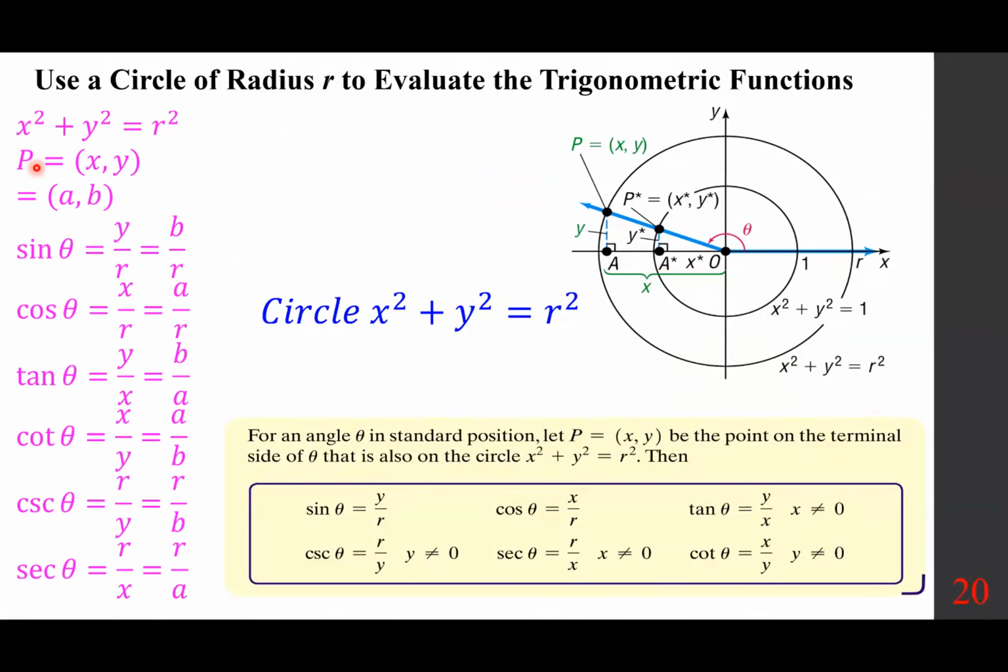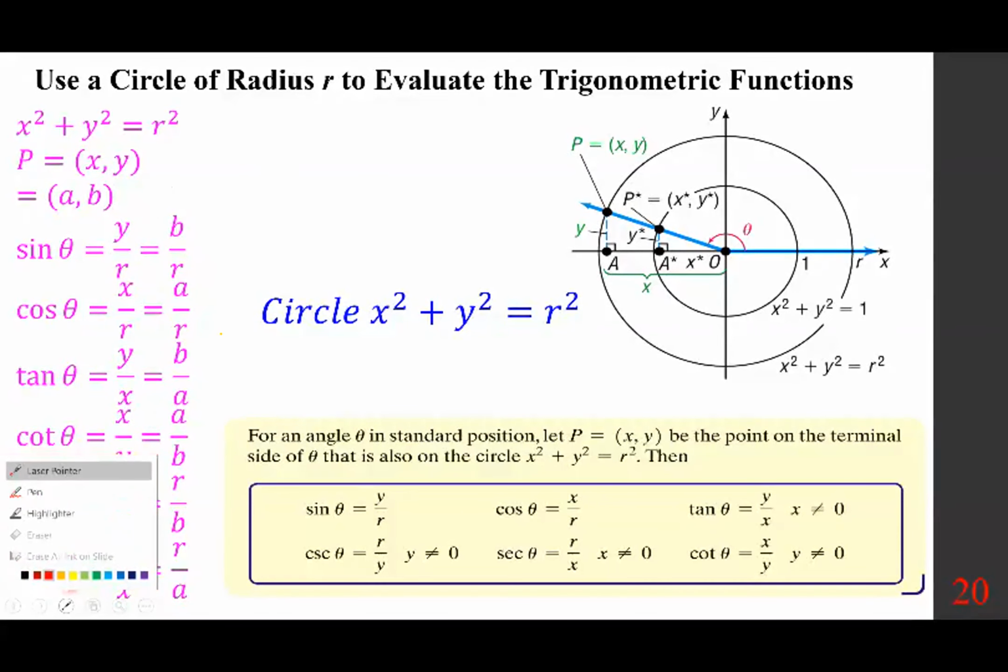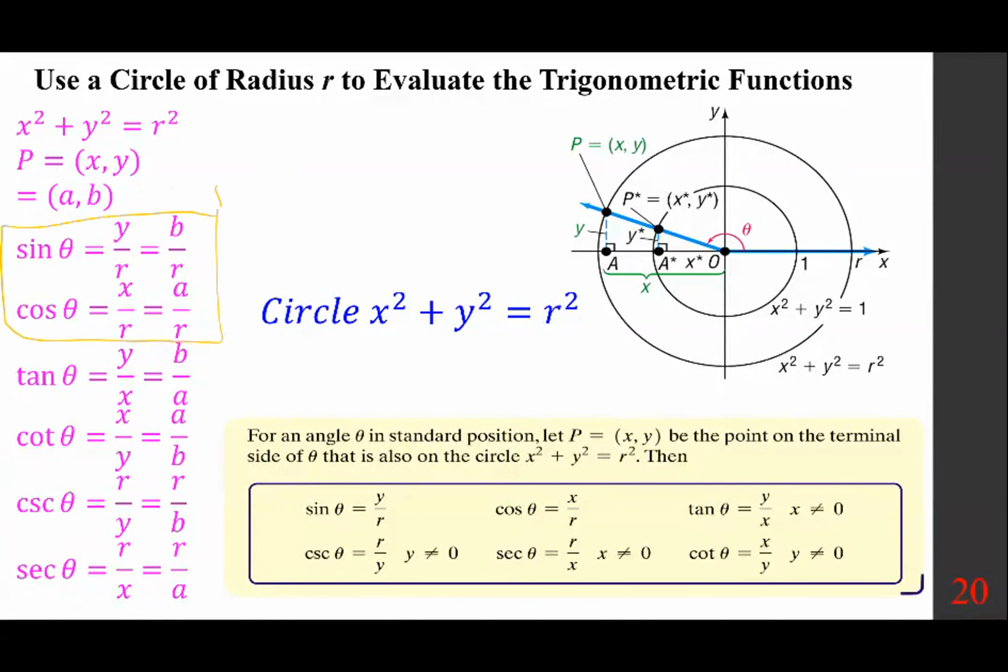Any point has coordinates x, comma, y, let's call it a and b. Then the sine theta, and remember they are larger than 1. Remember, sine and cosine are within -1 and 1. So sine would be y over r or b over r. Cosine will be x over r or a over r. And again, I want you to pay attention to those two, because if we know those two, the rest of them are very simple.